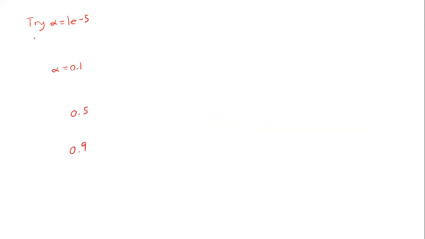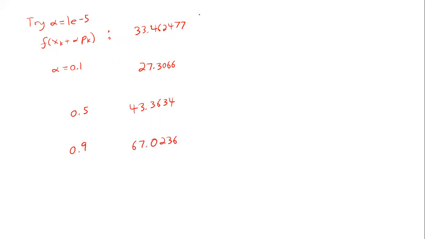And let's look at what we get for f of xk plus alpha pk in each case. So in this case, I get 33.462477. In this case, it is 27.3066. Here it's 43.3634. And here it's 67.0236. And so among these, if I had to choose one of these ones, I would choose this one because this one made f of xk plus alpha pk the lowest of all of them.